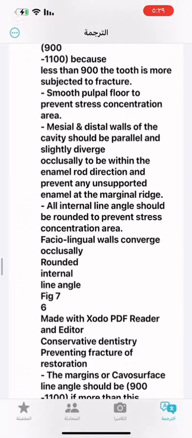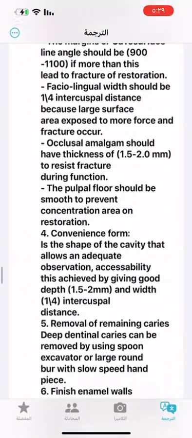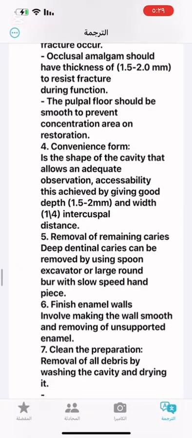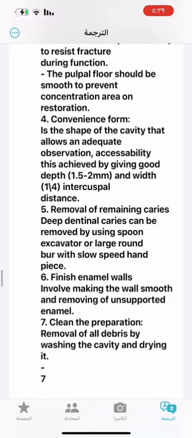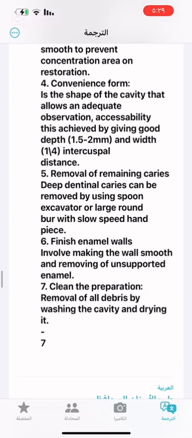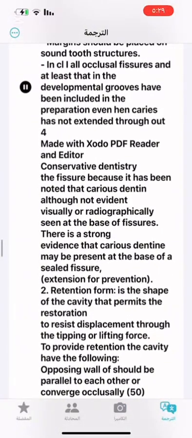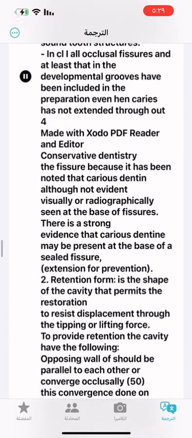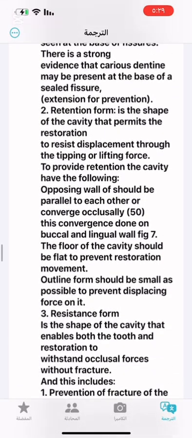The fissure is included because it has been noted that carious dentin, although not evident visually or radiographically, may be present at the base of fissures. There is strong evidence that carious dentin may be present at the base of a sealed fissure. Extension for prevention.